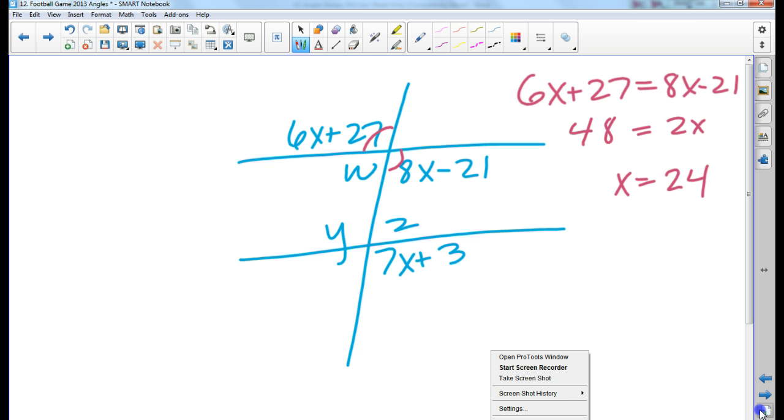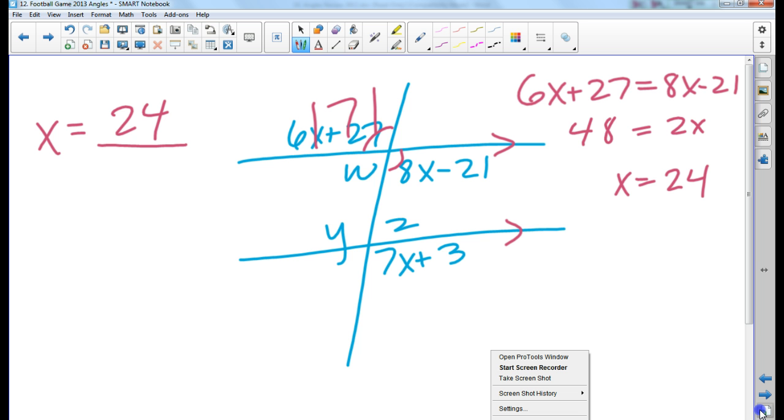Now, x was 24. Some of you took x and you plugged it back into the angle, and you gave me the angle, but I didn't want the angle, I wanted x. X was 24. Now let's plug it in and start. Once we know one angle, we know all of them, okay? Because these are parallel. 6 times 24 plus 27. This angle is 171.